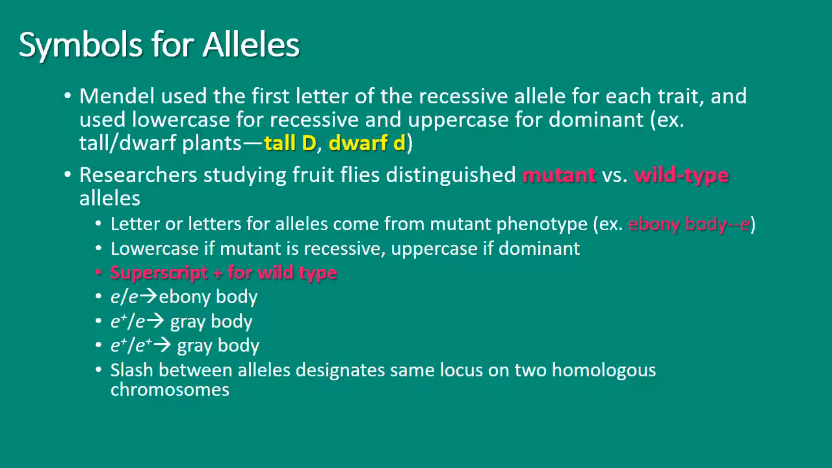So for example, for body color, an e was written for ebony color, where the wild type color is gray. If you had a lowercase e with no plus sign, then that's ebony. But if you had a plus sign with the lowercase e, then that was wild type, which would be by default gray. And you would use lowercase letters if the mutant was recessive, or uppercase letters if it was dominant. You'll get used to this.